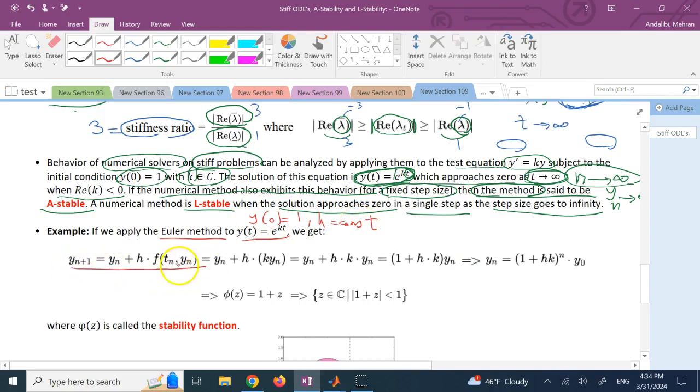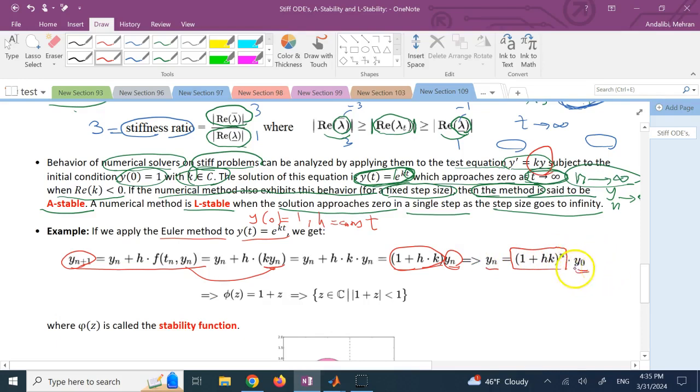The update equation for Euler is this: y of n plus 1 equals y of n plus h times the right-hand side. In this case, the right-hand side is what? It is k times y. So this function becomes k times yn, correct? And these two both share yn, so if you want, you can factor yn out, and it becomes 1 plus kh. So that is yn plus 1 in terms of yn: (1 plus hk) times yn. Now, if you expand this and go all the way to 0, you'll see that yn is a geometric progression in terms of the previous y's, right? So it's going to be (1 plus hk) to the n, times y naught.